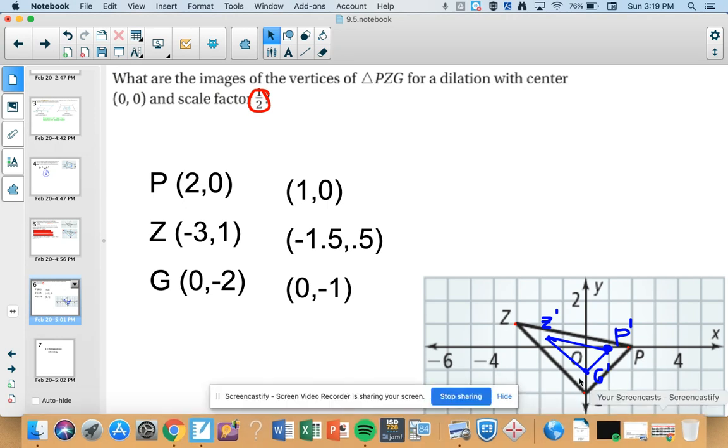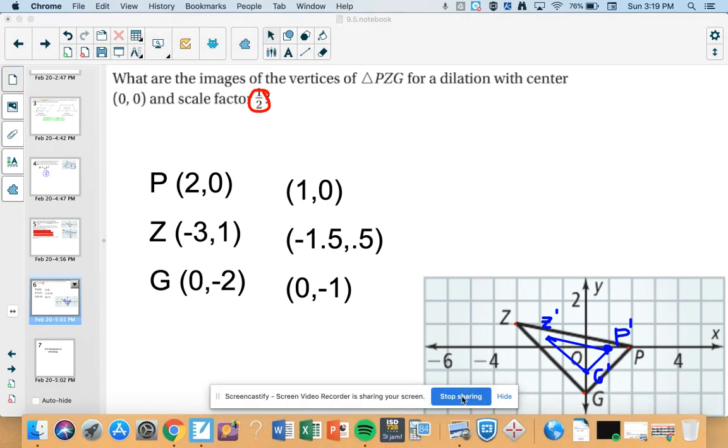So that is it for today's lesson on 9.5, talking about dilations.